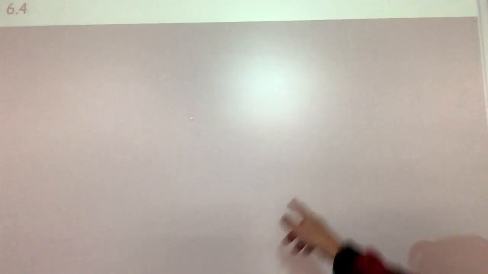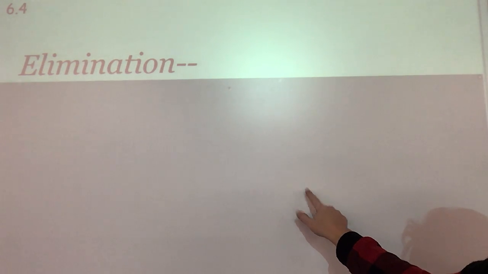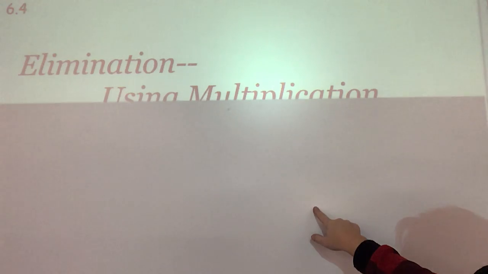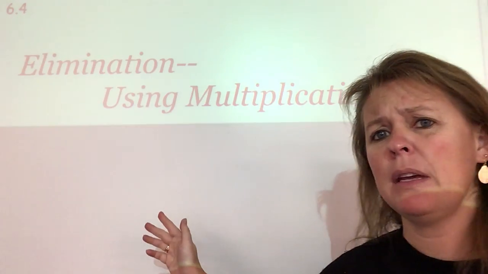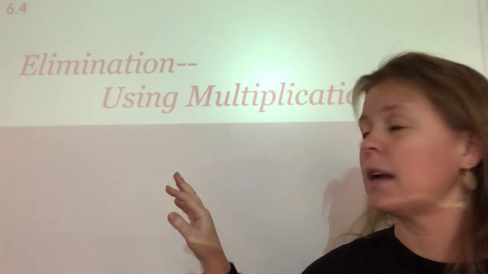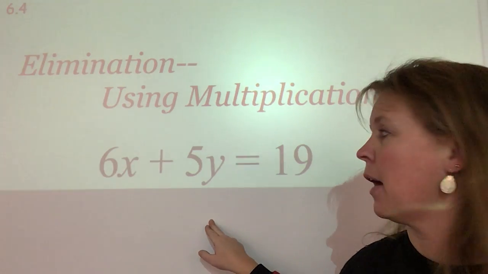Okay, here are your notes for section 6.4. It's more elimination. We did that in 6.3, where we added down and actually eliminated a variable. But now we have to use multiplication. If you thought maybe 6.3 was a little bit easy, a shorter process, there's always one more step. You should know that about math by now.